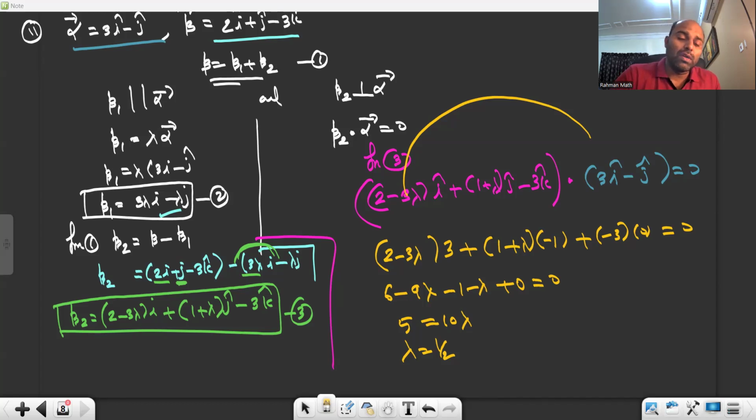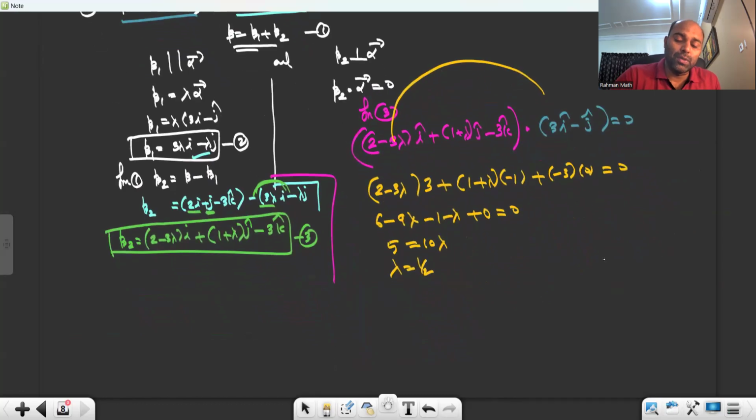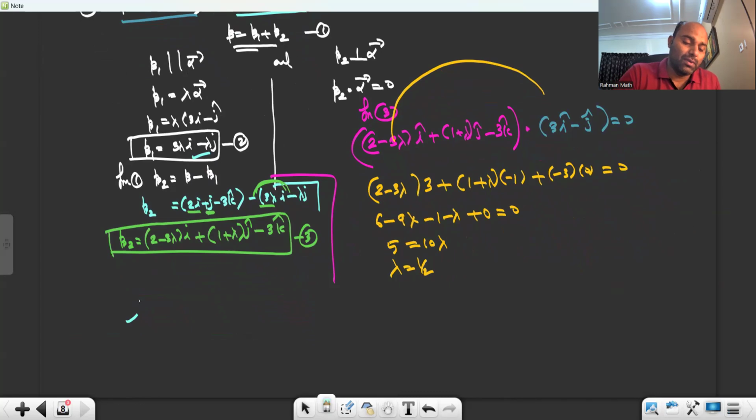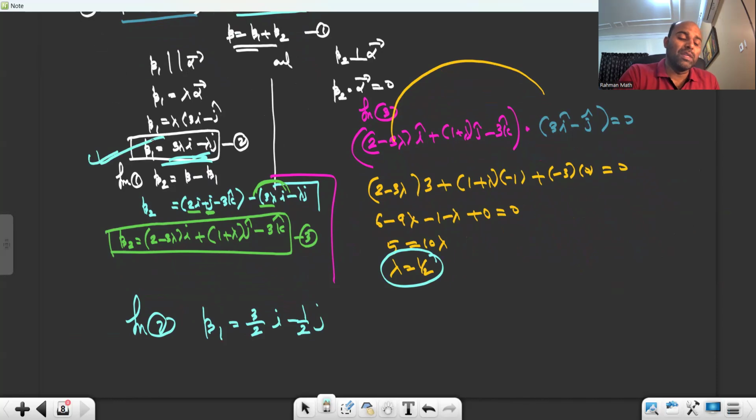You got lambda 1 by 2. So from 2 and from 3, beta 1 and beta 2 you have to find. From 2, beta 1 equal to lambda times, lambda value we got as 1 by 2. Substitute: 3 into lambda, 3 by 2 i minus 1 by 2 j. This is beta 1. Beta 1 means lambda just replace it as 1 by 2. So 3 by 2 i minus 1 by 2 j.